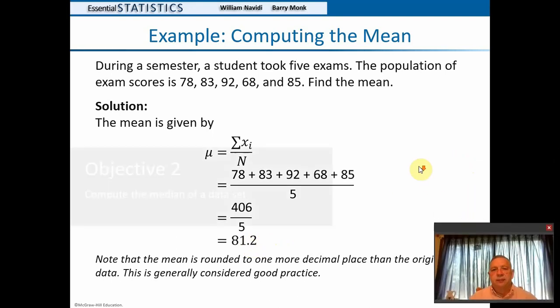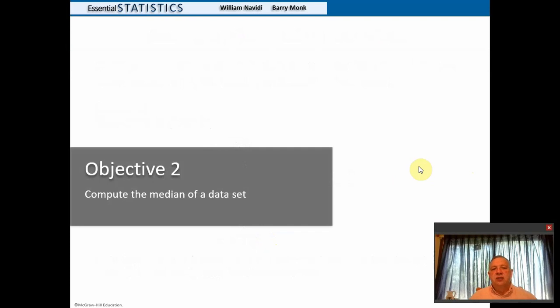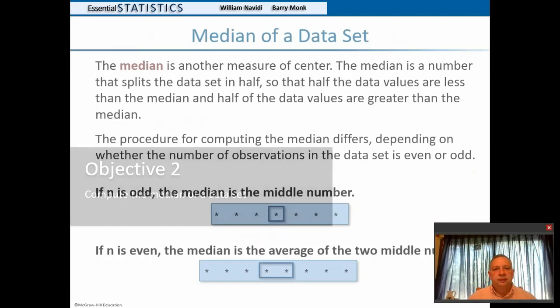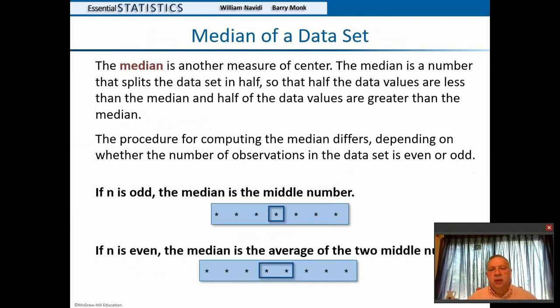Back down here. So our objective 2 is to compute the median of a data set. So we'll have to see what a median is. The median is another measure of center. The median is a number that splits the data set in half so that half the data values are less than the median, and half the data values are greater than the median. There is a procedure for computing the median, and it depends on whether we have an odd number or an even number of items in our data set.